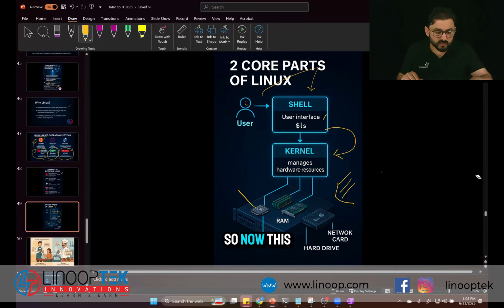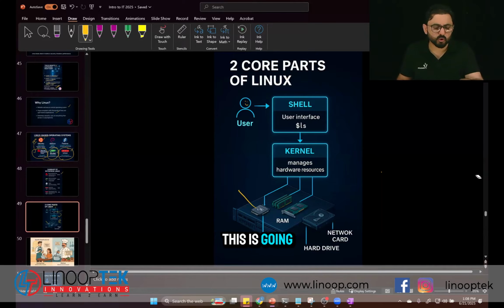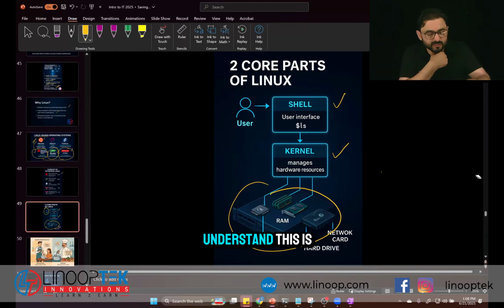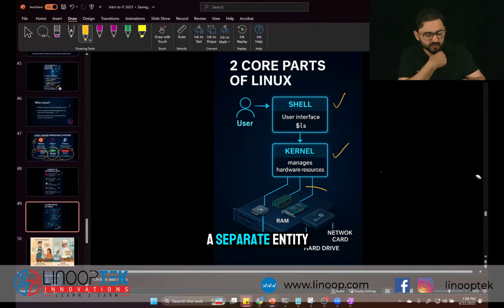Now, this is, by the way, an interview question. This is going to be on the test that I'm going to take after 4 weeks. So I will ask you on your test, what are the two main parts of Linux? The answer is user and kernel. No, the answer is shell and kernel. Don't give me hardware. Don't give me user. Understand? This is a separate entity.